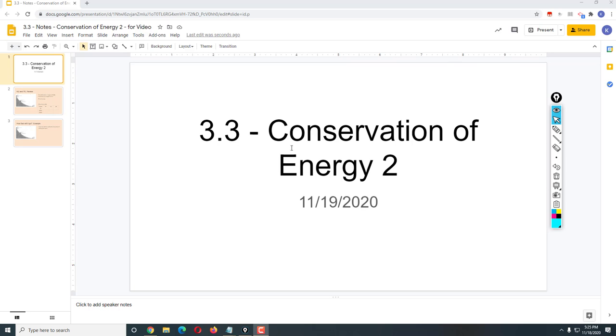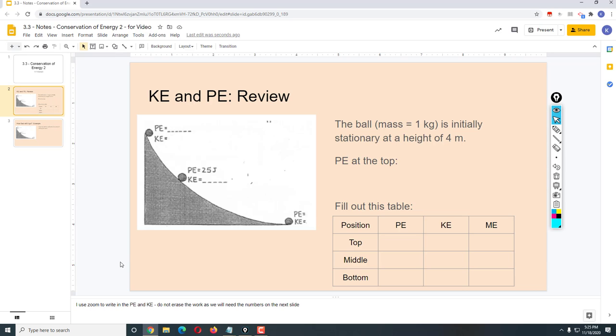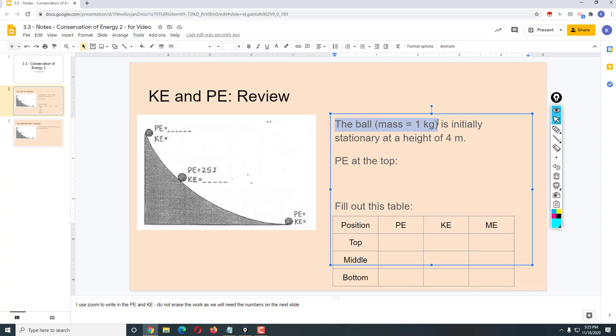3.3, Conservation of Energy 2. The ball, mass equals 1 kilogram, is initially stationary, that means not moving, at a height of 4 meters. So we know that this height is 4 meters. What is the potential energy at the top?